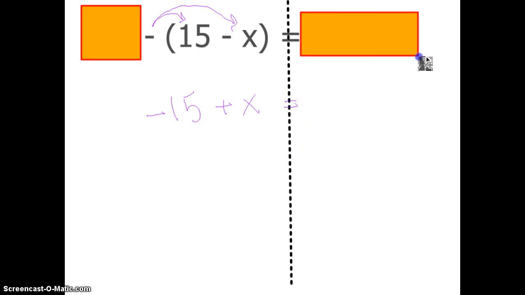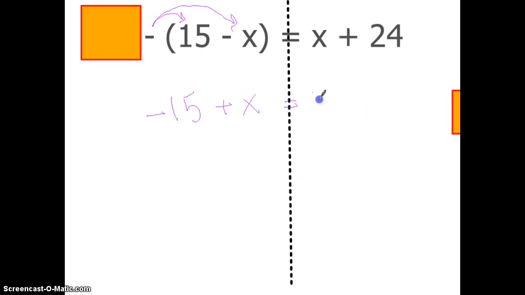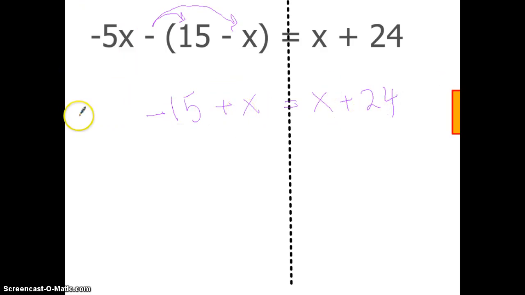Okay, so it's time to bring these back. On this side, I have x plus 24. And what was under here? I can't remember. Negative 5x. But I'm just not going to worry about it. It was just something that was over here.